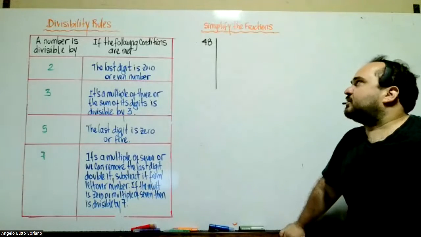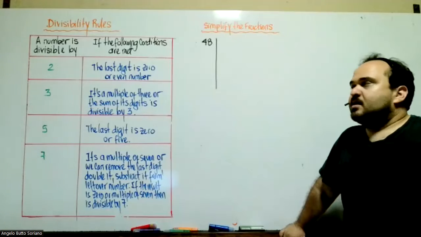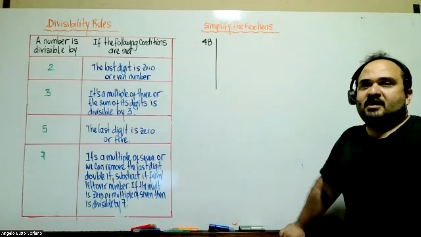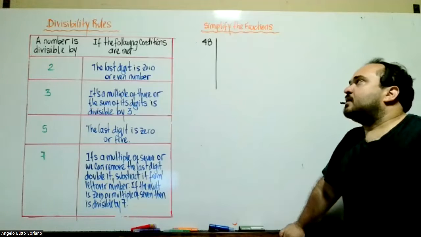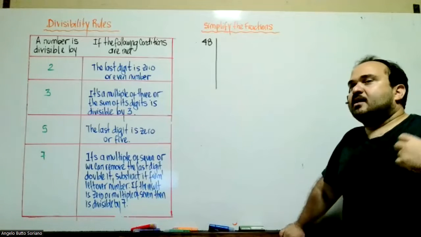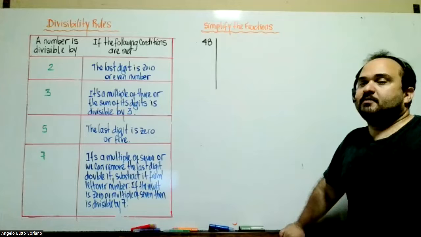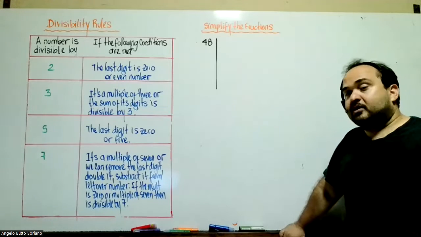The first thing that we must do is identify the number. We have the number 48. Because the number 8 is an even number, that means we can divide it by 2. And also 48, if you add 4 plus 8, that will be 12, and 12 is a multiple of 3. For that reason, 48 can be divided by 3 also.